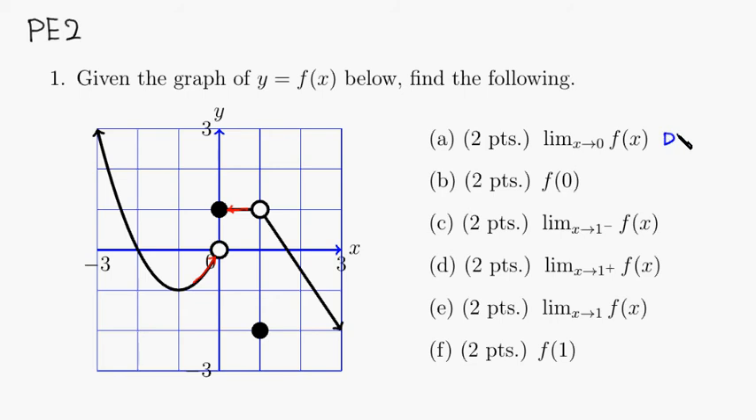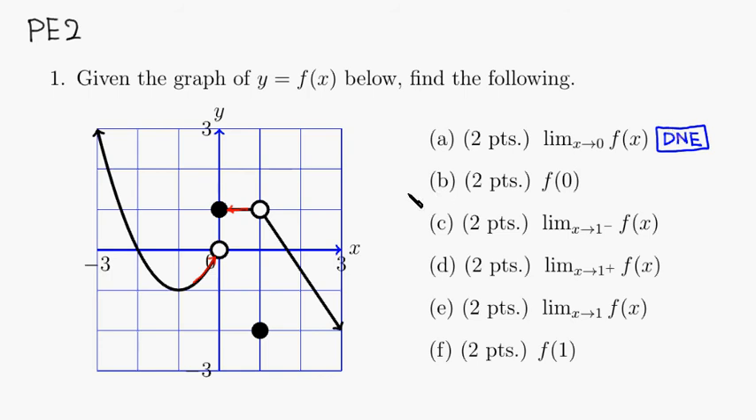So just write DNE. In order for the two-sided limit to exist, the left-hand limit and the right-hand limit have to give you the same number. Otherwise, you just have to say that the limit does not exist.